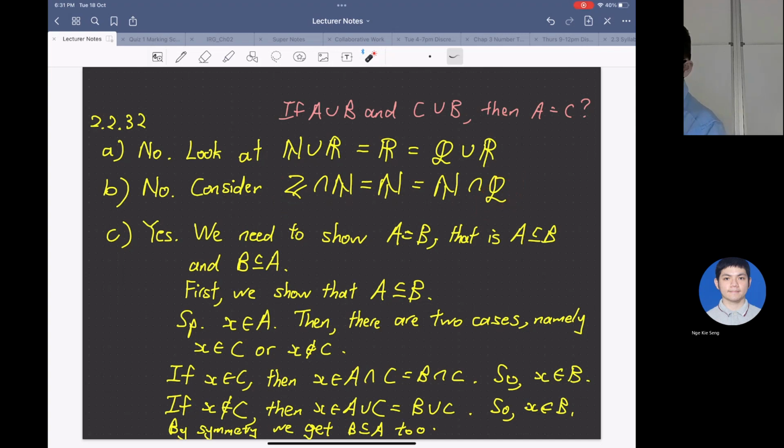And then the next one, they have more conditions. They have the intersection being the same and the union being the same. So if their union is the same and the intersection is the same, then they have to be equal, A and B, or A and C in this case.